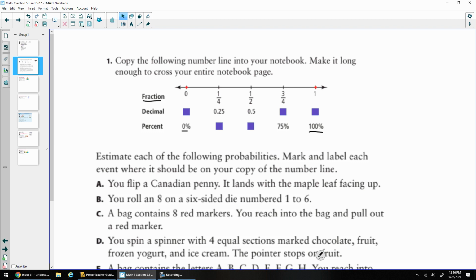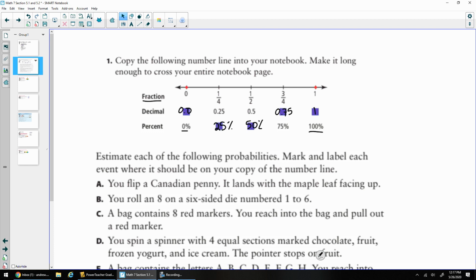So 0 as a decimal is just 0.0. 1/4 is 0.25, and as a percent, that's 25%. You multiply the decimal by 100. So 0.5, which is 1/2, is 50% of the time. 50% is half. 3/4 is the same as 75%, which is the same as 0.75. And 1 is the same as the decimal 1, which is the same as 100%. So all probabilities of things would fall in these.